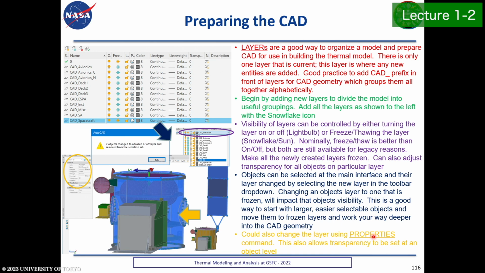Alternatively, there's a drop-down box at the top of the toolbar. So if you selected something and then go up to the layer, you can select what layer it goes on. So you could either do the layers here, or you could do the layers there, colors, and so on and so forth. So there are different ways to affect the properties.